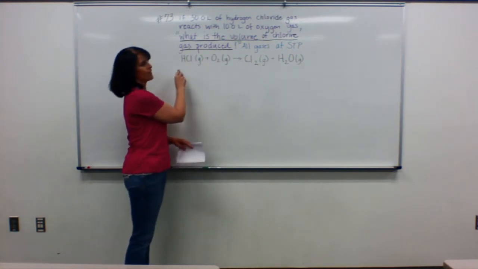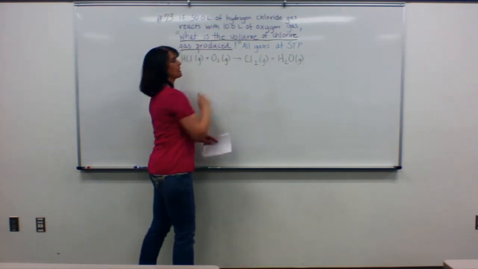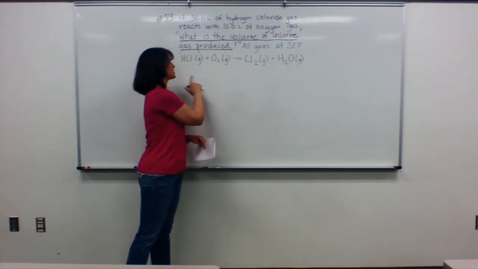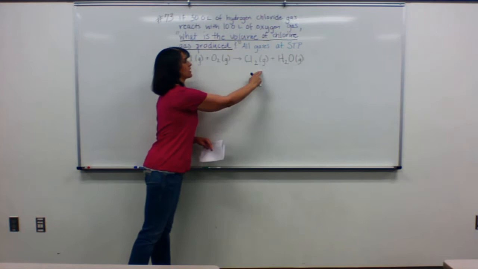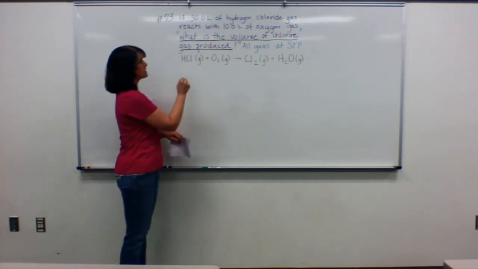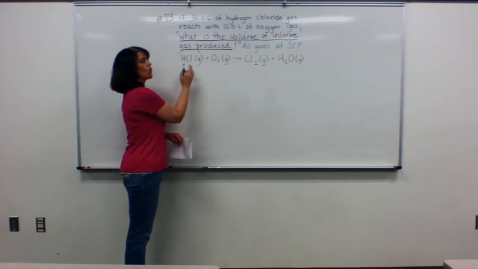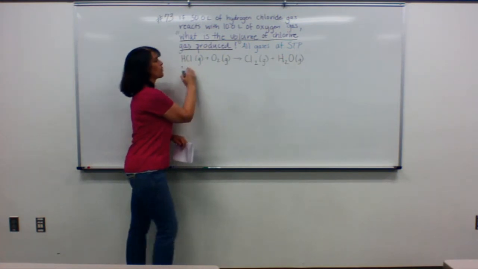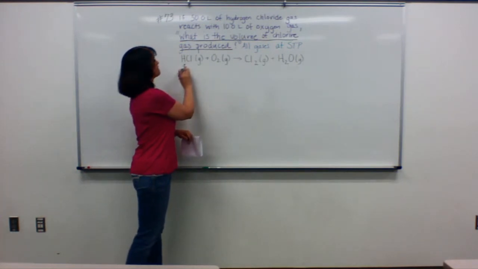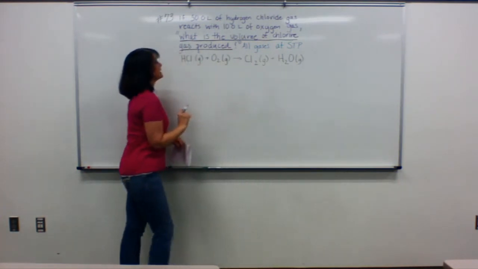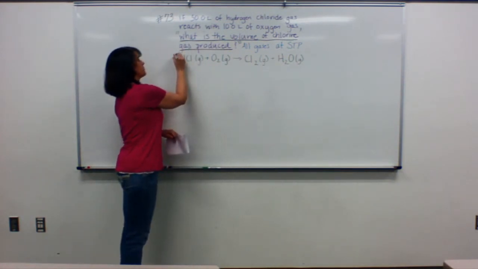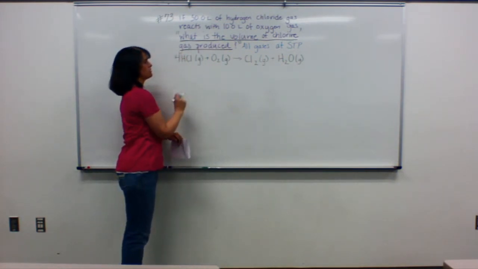So I have my chemical equation up here, and before you can do anything, you have to balance your equation so that you have the same amount of each element on both sides. In order to do that, you need to have a total of 4 of each of the Cl's, 4 of the H's, and 4 of the O's. So you're going to put 4 in front of the HCl.